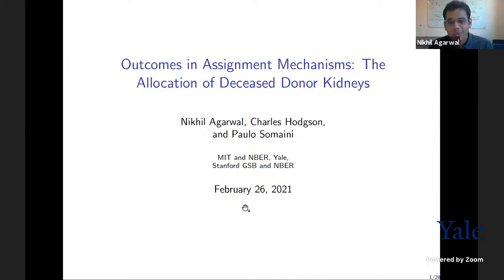So this paper is joint work with Charles Hodgson at Yale and Paolo Somaini at Stanford GSB and NBER. And in this paper, we're going to be thinking about assignment mechanisms, in particular, the allocation of deceased donor kidneys. And we'll be thinking about outcomes and how they're related to choices that agents make in this setup.